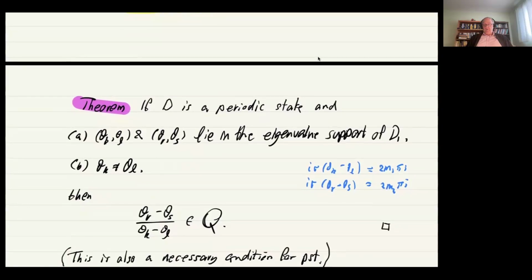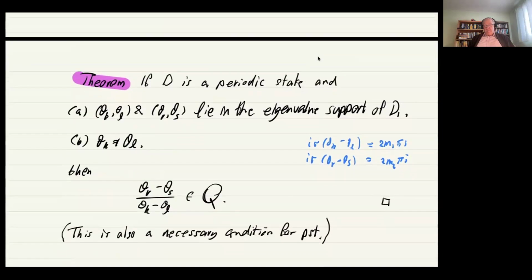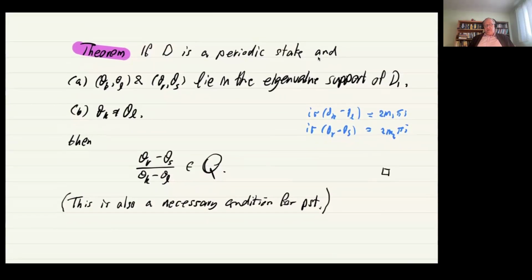So as a consequence of periodicity, we get this condition on the eigenvalues. This is a constraint, a number theoretic constraint on the eigenvalue support. The eigenvalue support is a linear algebra concept, a nice subspace, whereas this is a number theory condition. So we're going to have to do some number theory before we finish. This is a necessary condition for periodicity and therefore a necessary condition for PST.